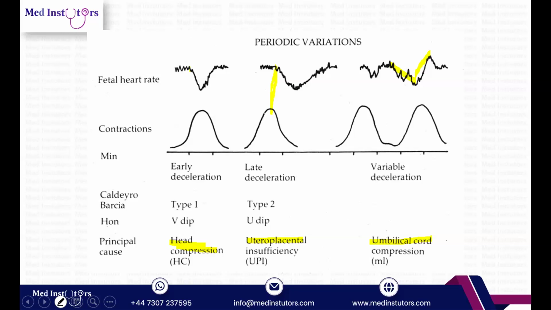That's basically variable. So there's a method how I remember it. Variable looks like U, so it's umbilical cord compression. Late is L. L stands for placenta. So late deceleration is placental insufficiency. And then only head remains. So HEE is early deceleration. Okay, so that's how I remember these three things.